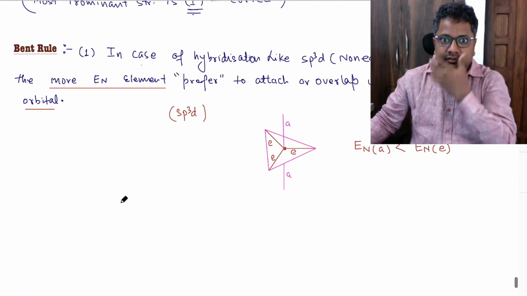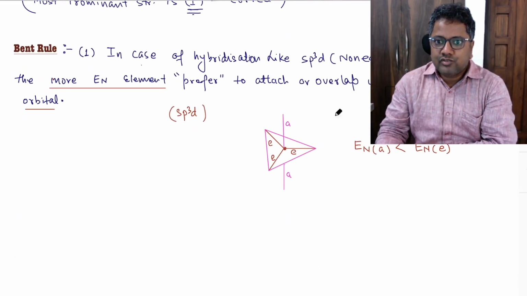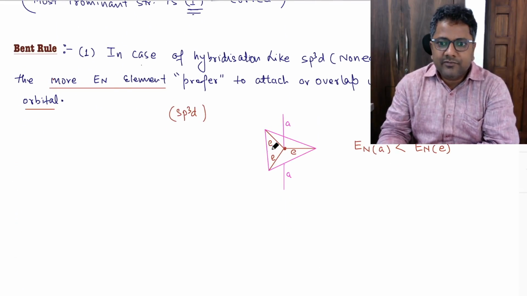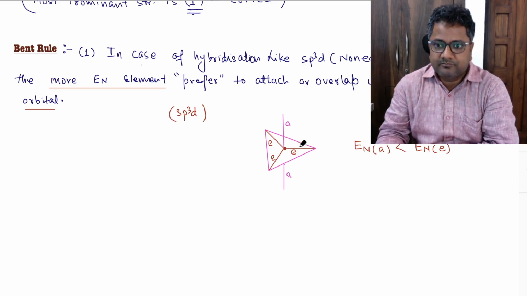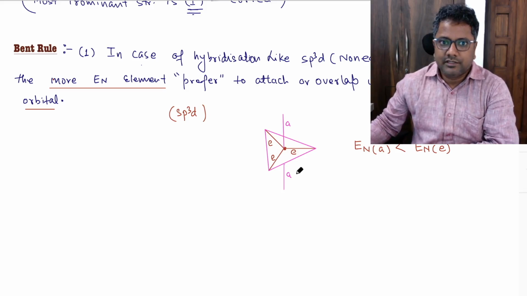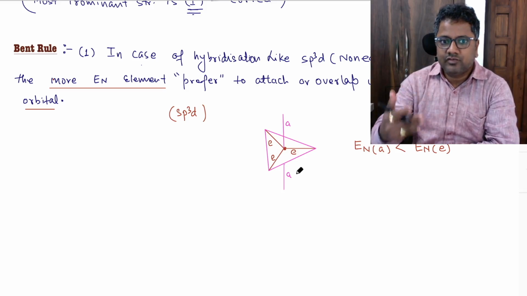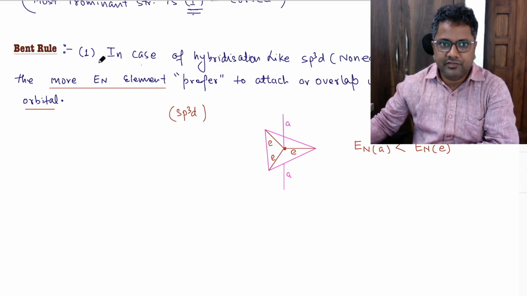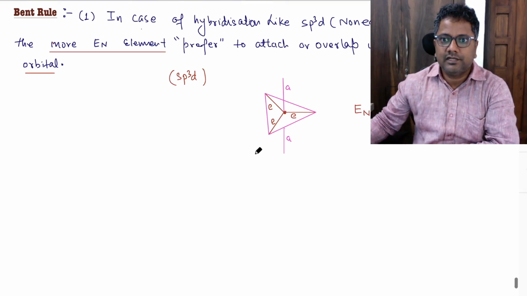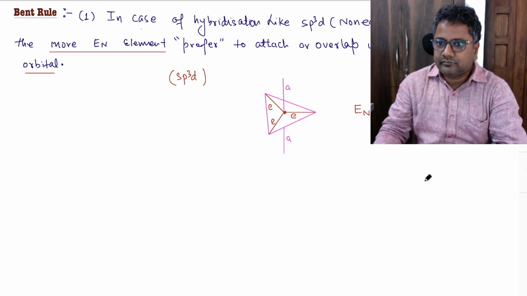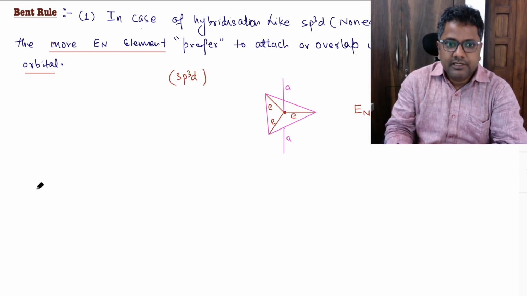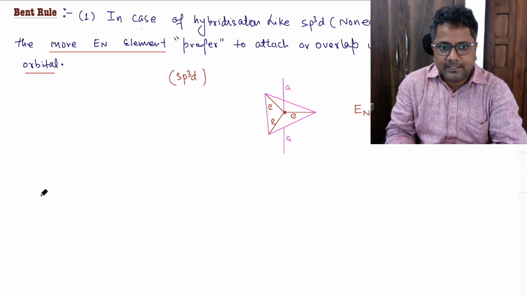Now here, if all the elements have the same electronegativity, then there is no problem, right? So see, first I will do some examples based on this. After that I will state the second part of this, right?